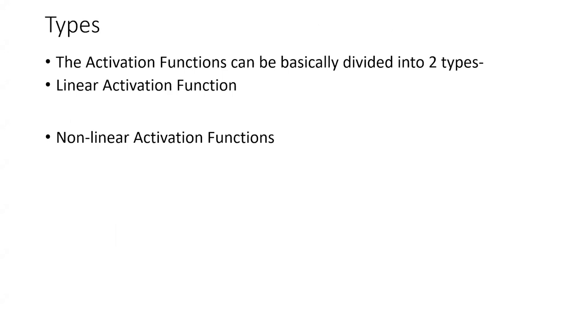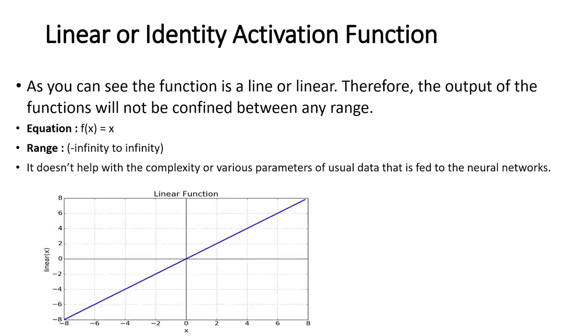Okay. Now there are two types of functions. By now you all have understood that there is something called a linear activation function and something called the non-linear activation function. So let's understand both of them in the next slide. Now, what is a linear function? What is a linear or identity activation function? As you can see, the function is a line, or linear.